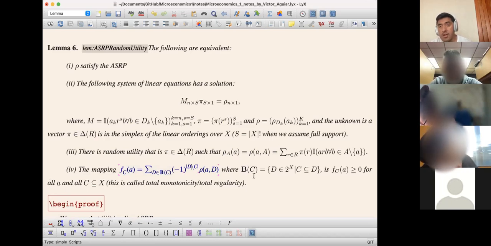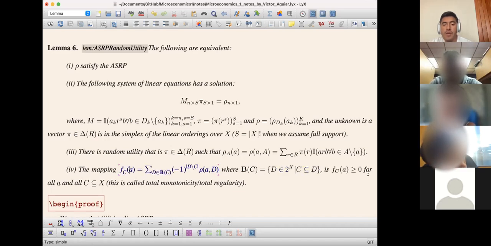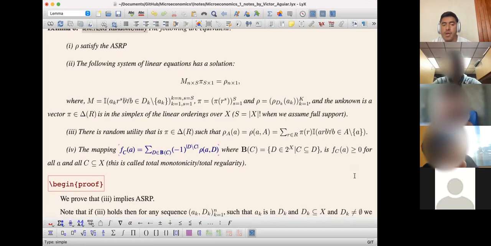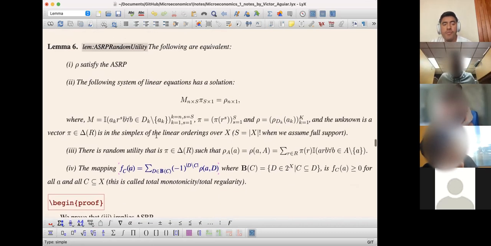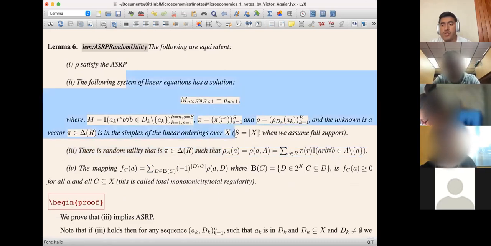And this collection of menus is going to be such that if I take all alternatives in the power set of X, such that for a given C, this is the supersets of C. So this is all the choices that are bigger than C. And then these polynomials for all such C and A will be positive, right? And this is called total monotonicity or total regularity. So from this historical condition 4, we're going to show that essentially random utility that is written in number 3 is equivalent to solving this system of linear equations, right?